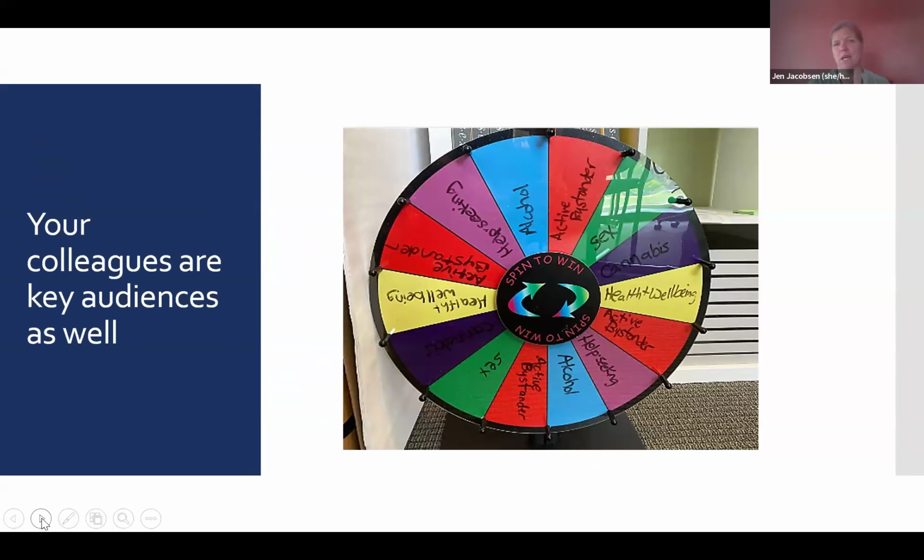I want to remind folks, your colleagues are our key audience as well. What was fascinating at the same orientation session, it was their wellness break, so they could go around and do a lot of things. We had our Wheel of Norms on a table on campus. A lot of our staff stopped by because they were interested in the wheel, and only half of them got the question right about cannabis's legality on our campus.